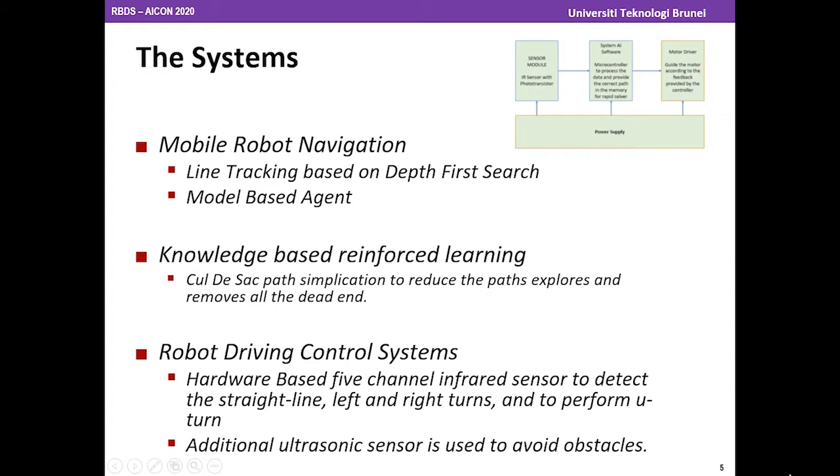And the final part is the robot control driving system, which is hardware based, on a 5-channel infrared sensor to detect straight lines, left and right turns, and to perform U-turns. And in addition, an ultrasonic sensor is also used to avoid obstacles.